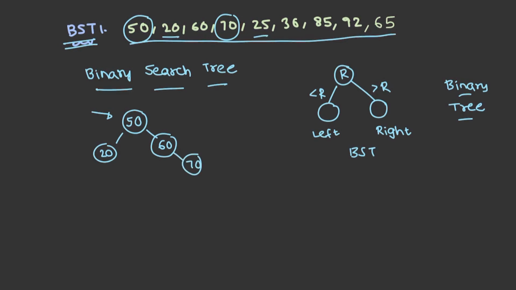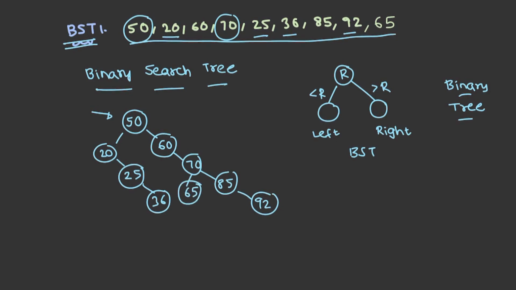25 is less than 50, greater than 20. Similarly, 36: less than 50, greater than 20, greater than 25. 85, okay. 92. So, I have 92 here. 65 is greater than 50, greater than 60 but less than 70. So 65. This is the way you convert a sequence into a binary search tree.